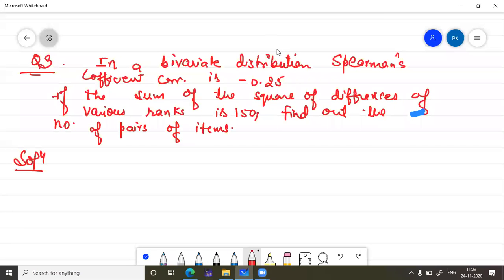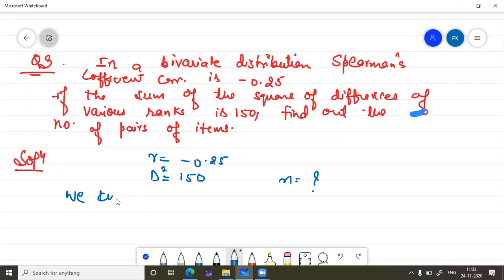यहाँ पर मुझे क्या दे रखा है? Spearman's coefficient of correlation means R की value given है. It's minus 0.25. And the sum of the square of the differences means this is the value of D square. D square की value दी हुई है 150 और मुझे निकालना है number of pair of the items means n evaluate करना है. So it's very simple. It's given that R is equals to minus 0.25, D square is equals to 150, and we have to evaluate the value of n here.